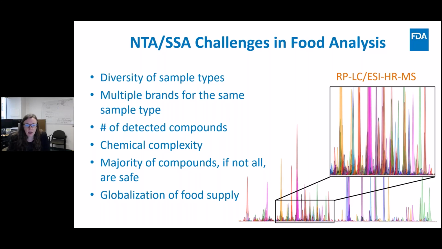Another way that NTA is really helpful for foods, but also adds to the challenges that we face, is globalization of the food supply. We're importing foods from all over the world, and different countries have different rules and regulations. Things developed in other countries might potentially introduce new chemicals that we haven't seen before, and so NTA can be really valuable in those cases.